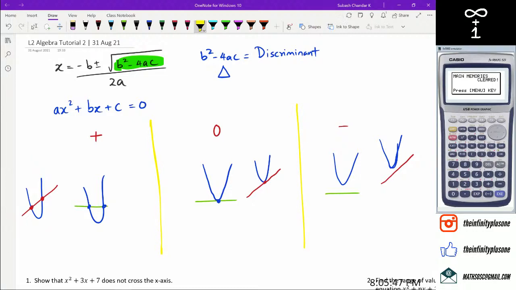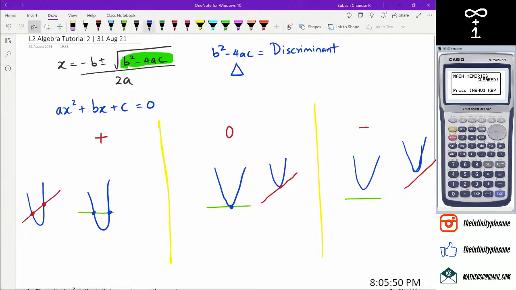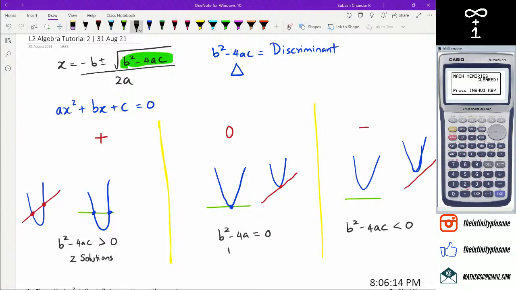A couple of things worth noting about these 3 situations: in the first, the discriminant is positive, so it's greater than 0. In this case, it is equal to 0. And in the final case, when it's not touching anything, it's less than 0. Sometimes you'll see things like 2 solutions, then for this case 1 solution, and in the final case, when they don't touch each other, no solution.